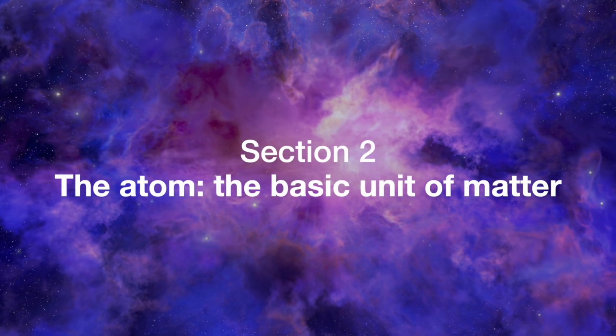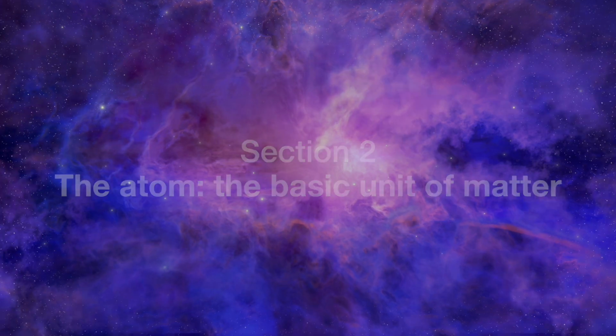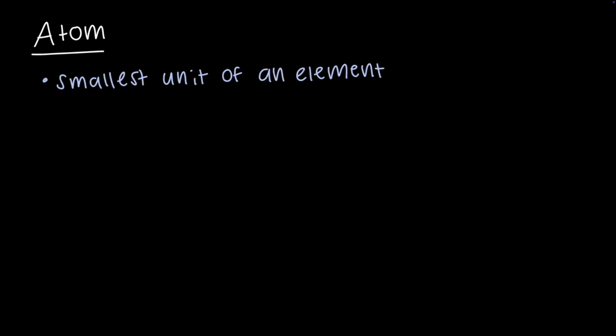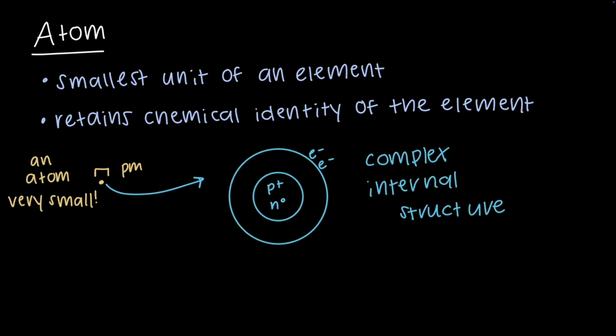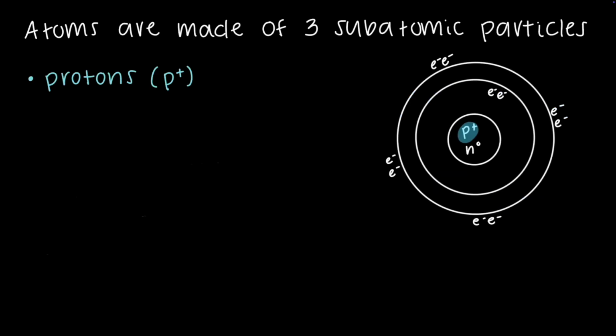For section 2, we have the atom, the basic unit of matter. An atom is the smallest unit of an element that retains its chemical identity. Even though atoms are extremely tiny, and we're talking like picometers, each has a complex internal structure that influences how it reacts. Atoms are made of 3 key subatomic particles.